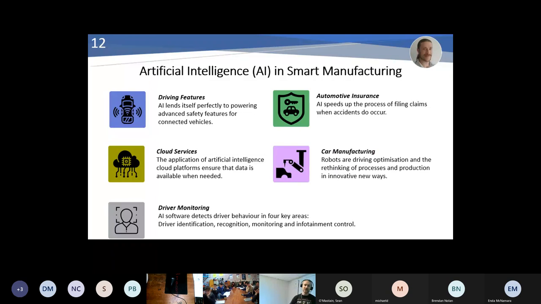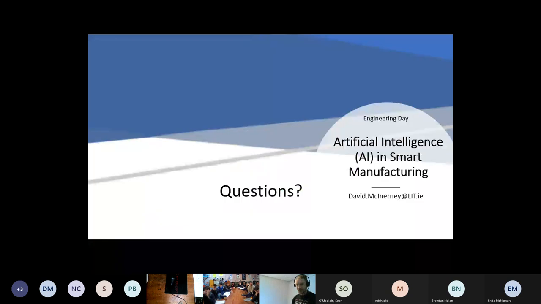And then you have car manufacturing. We saw a number of the assembly lines there. In general, robots are driving the optimization and rethinking the processes of production in innovative new ways, again using consumer production lines and stuff like that. And then finally, you have driver monitoring. AI software can detect driver behavior in four key areas: driver identification, recognition, monitoring, and infotainment control. And as I said, I believe that is the end of the presentation.